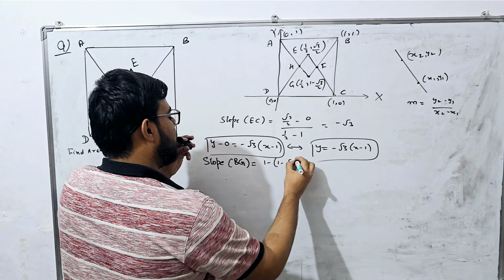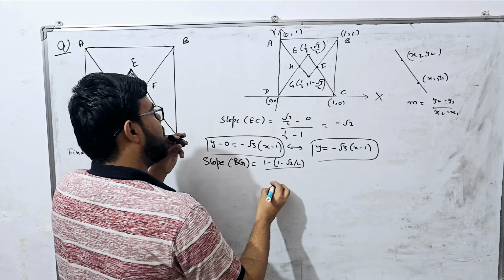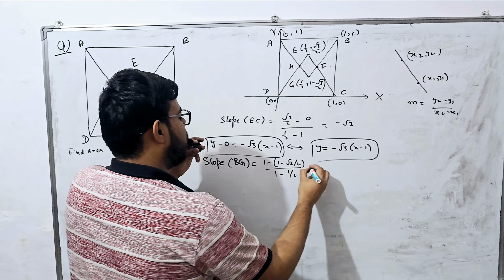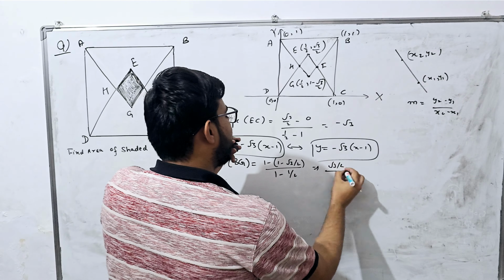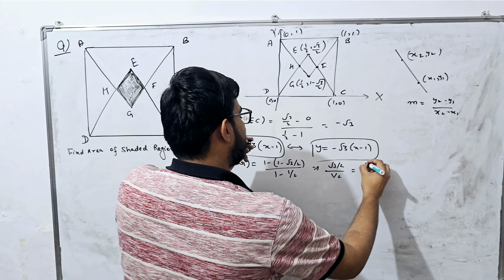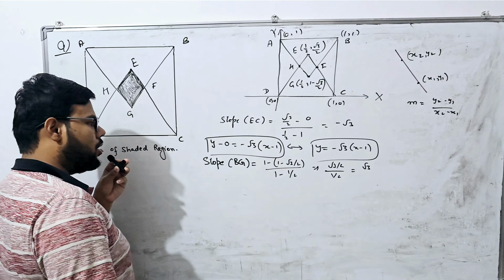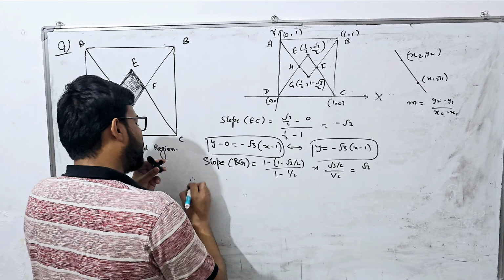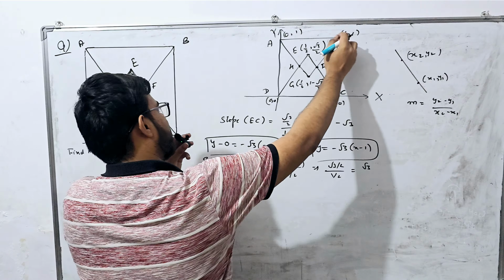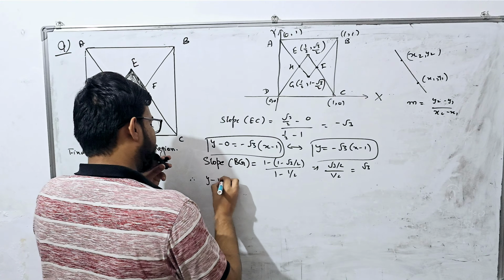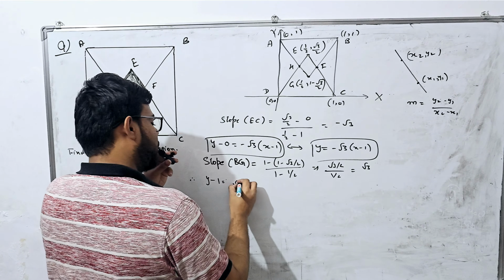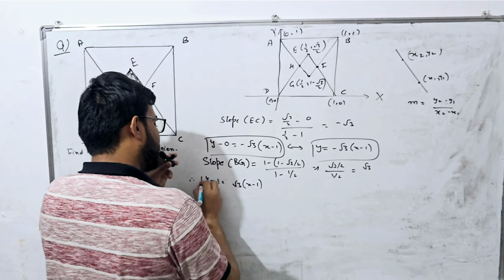1 minus root 3 by 2 divided by the quantity 1 minus 1 by 2, which is equal to root 3 by 2 divided by 1 by 2, which is equal to root 3, right? Okay. So the slope is root 3. Hence, again, we apply the point slope form for this point. We get y minus 1 is equal to root 3 into x minus 1, right?